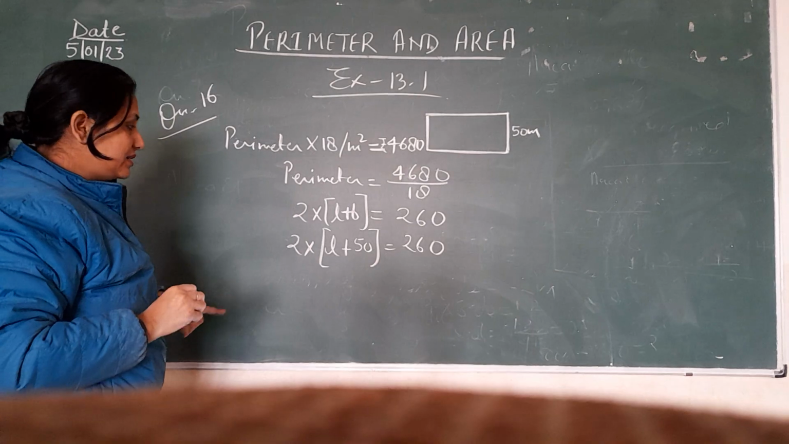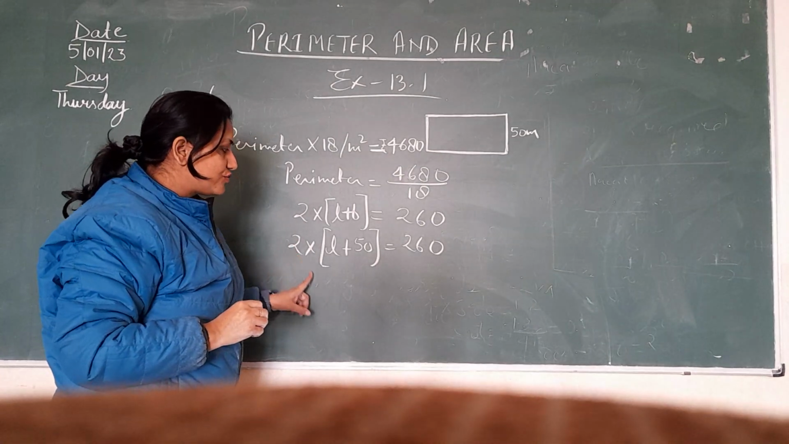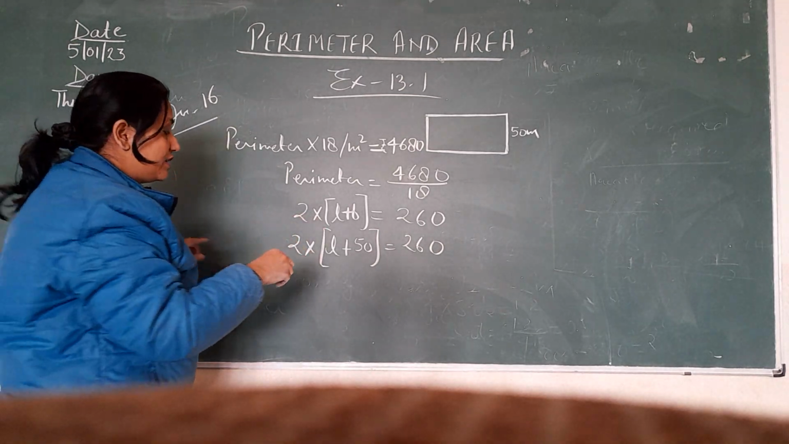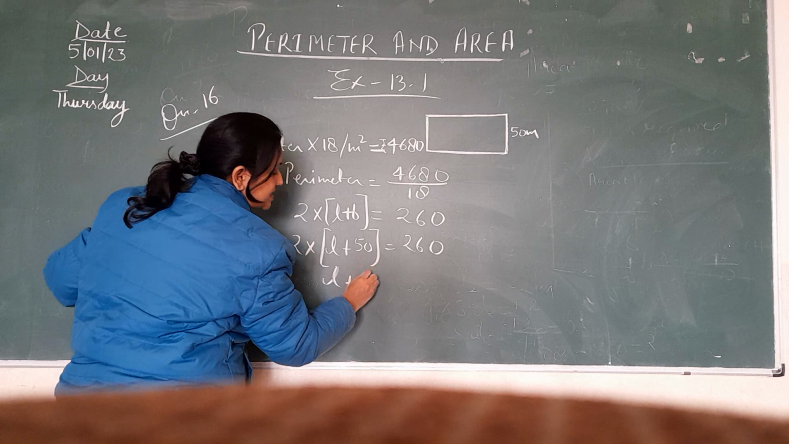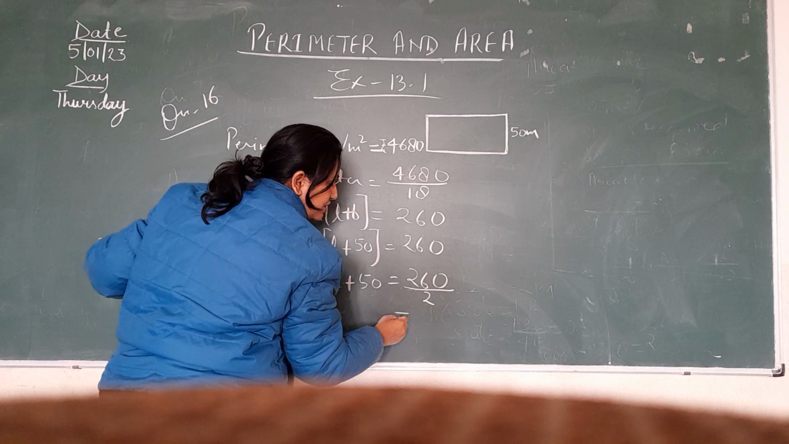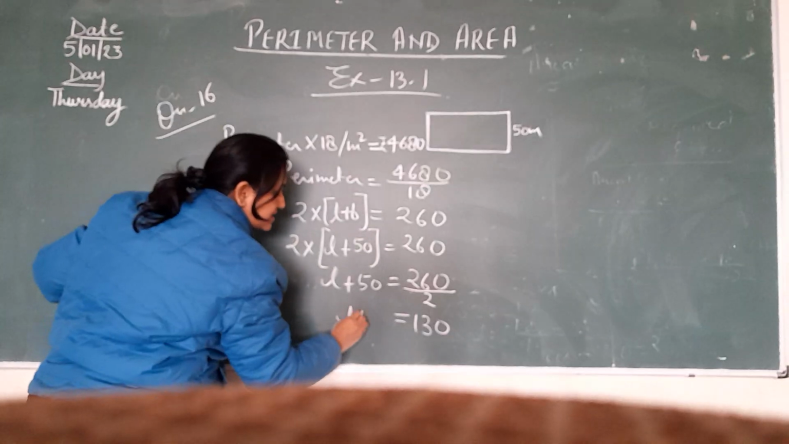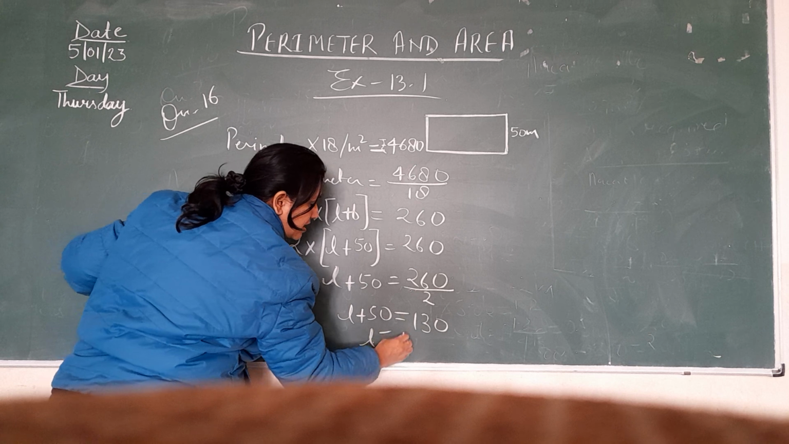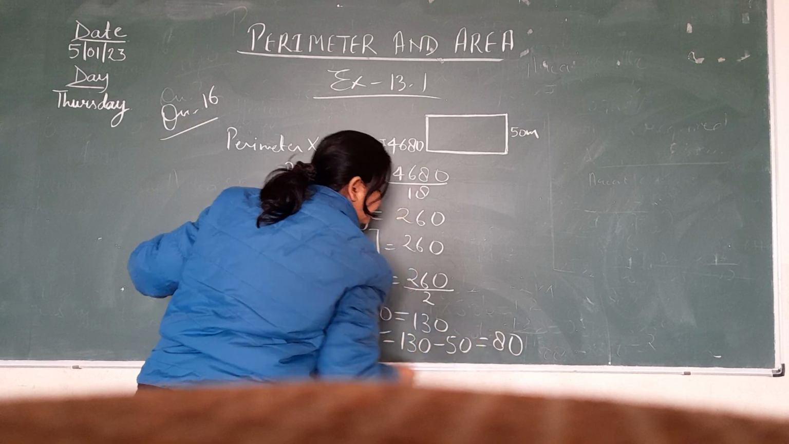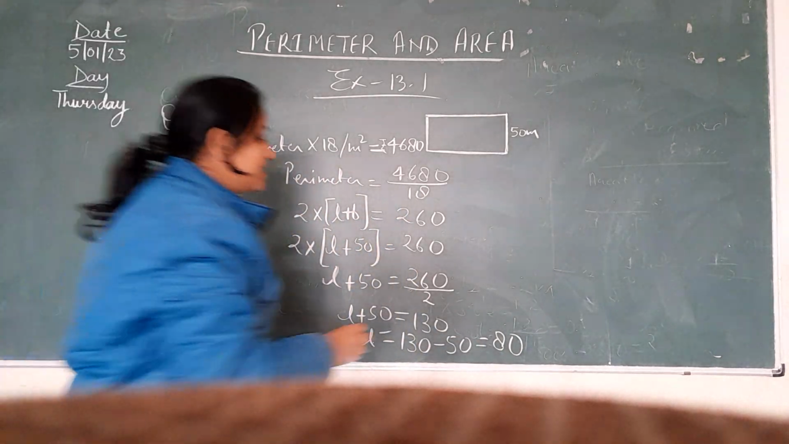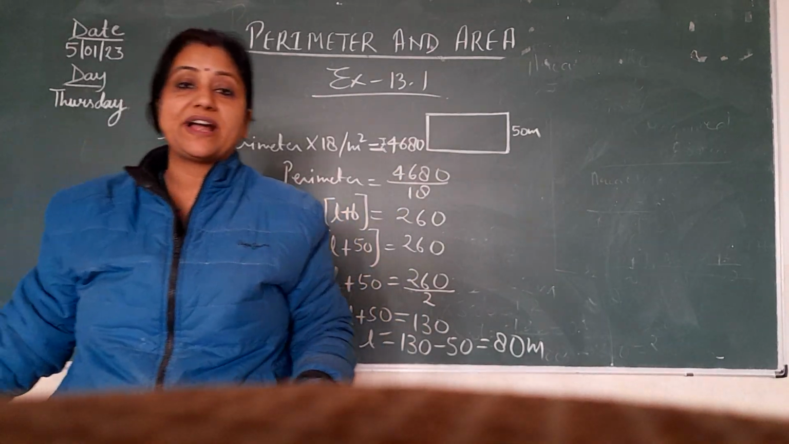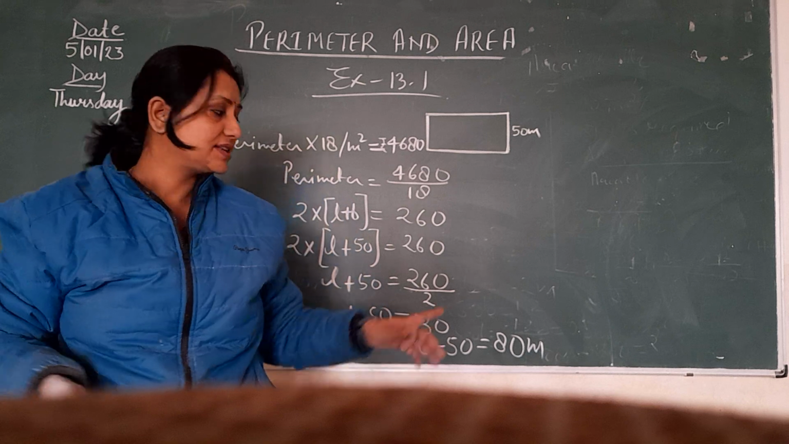Now I am going to solve it. We will transpose this 2 from the left hand side. Here it is multiplication, when we transpose, we will divide. So L plus 50 is equal to 260 upon 2, which is equal to 130. L plus 50 is 130, so L is equal to 130 minus 50, which is equal to 80. So length is 80 meter. According to your question, the first part is to find the length of this plot. So the length of the plot is 80 meter.